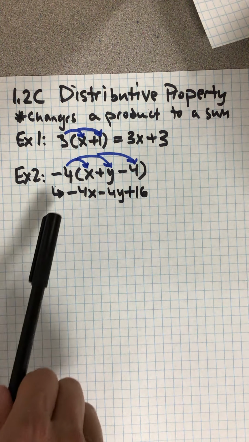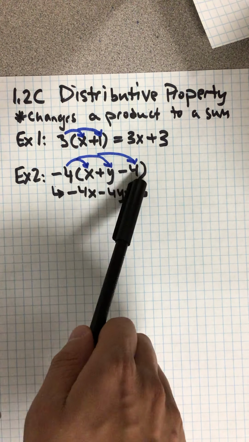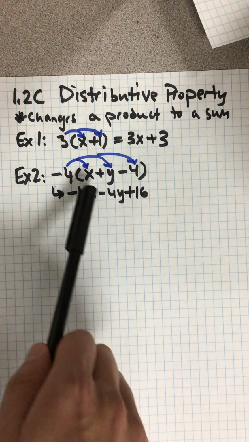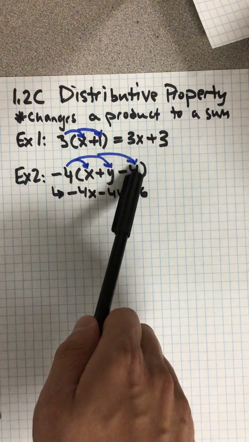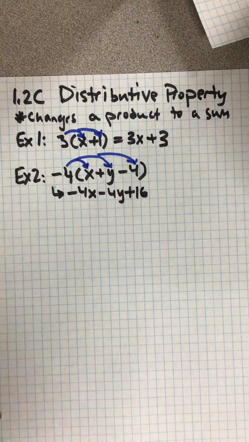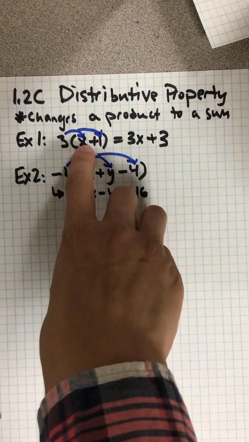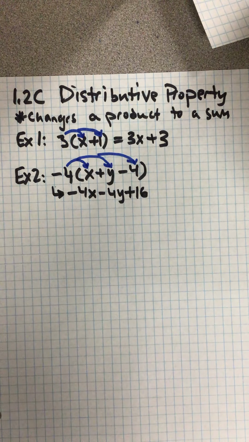Notice that when we multiplied by the negative number, the signs on everything in here flipped in our final answer. So what had been positive became negative, and what had been negative became positive. In our first example, when you multiply a positive number through, the signs on each of the terms that are inside our parentheses did not change. They were both positive at the end.